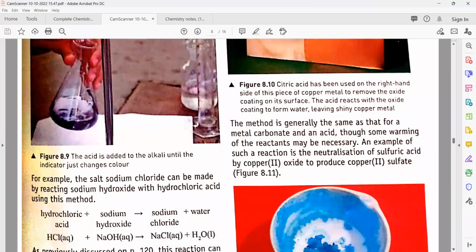Now, the method is generally the same as that of metal carbonates and an acid. Some warming of the reactants may be necessary. As you know, you need to give temperature here because the metals we use here are non-reactive. As I explained earlier, if sometimes a reaction is not going on smoothly, then you need to give specific conditions. So here we increase the temperature by warming the reactants. An example of such a reaction is the neutralization of sulfuric acid by copper oxide to produce copper(II) sulfate.